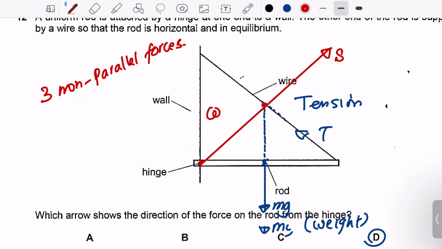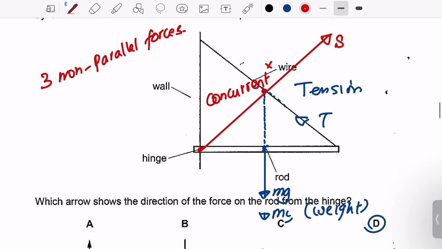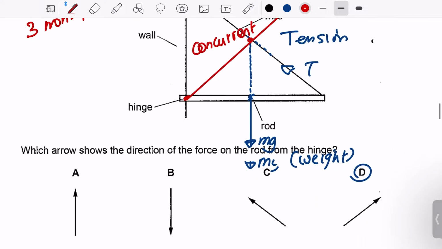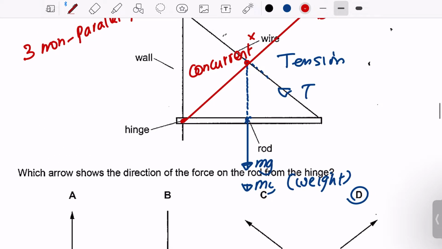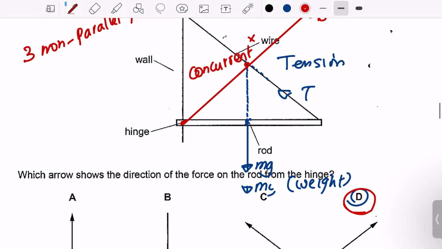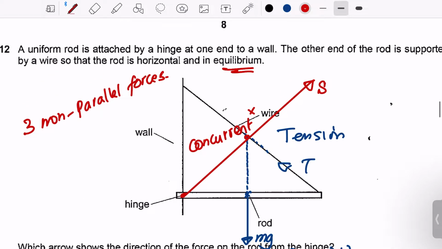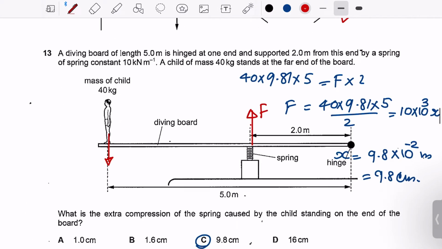This idea is called concurrent forces. Otherwise, this can't be in equilibrium. So they ask, it is in equilibrium, so what should be the third force? Obviously, it should be in kind of northeast direction, not exact northeast. What I mean is into that region. So the answer has to be D. Question number 13.